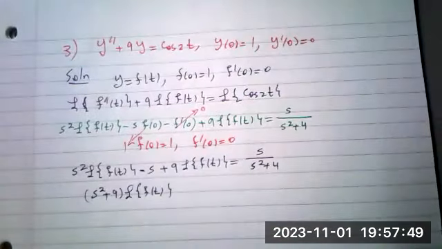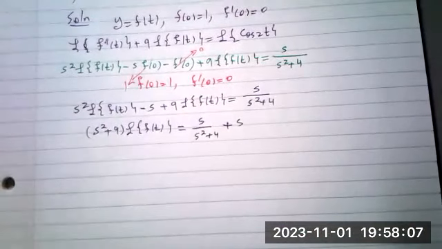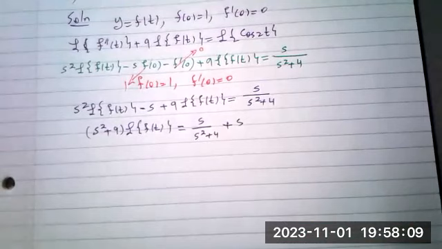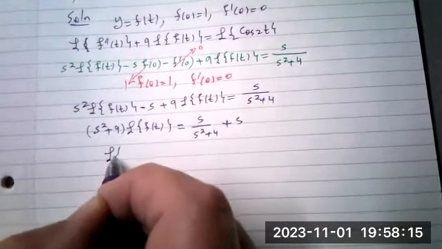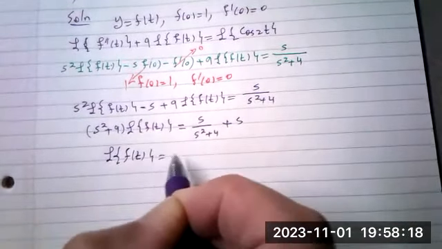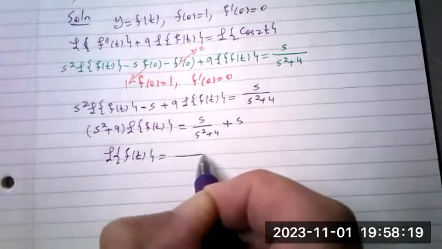So this is going to be equal to s over s squared plus 4 plus s. That's it, yeah. Now divide by s squared plus 9. Laplace of f of t equals s over s squared plus 4 times s squared plus 9, plus s over s squared plus 9. Don't combine them together as is, you divide, because the rest is going to be easier.